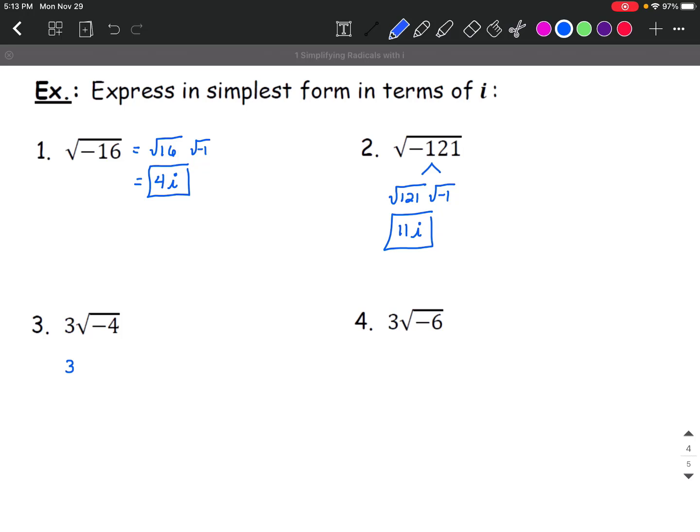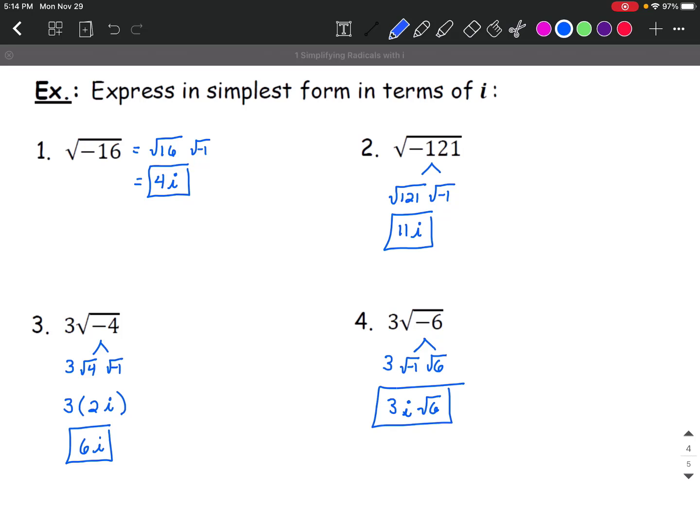Let's try another one. Don't forget to bring down your coefficient 3. We know the square root of 4, and we know the square root of negative 1. The square root of 4 is 2. The square root of negative 1 is I. Now we multiply. 3 times 2 is 6, and keep your I. Very good. Now if we look at the next one, I bring down my 3. I know the square root of negative 1, but I do not know the square root of 6, and there is no perfect square that goes into 6. So this time I have 3, the square root of negative 1 is I, and I keep the square root of 6. And now I'm done.